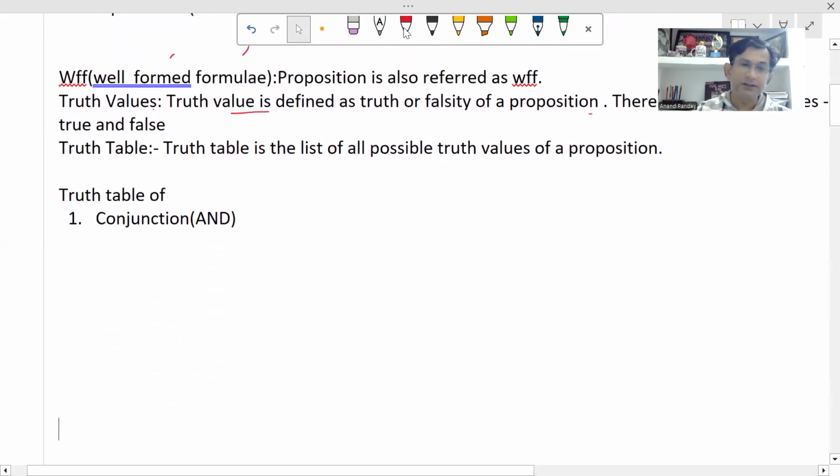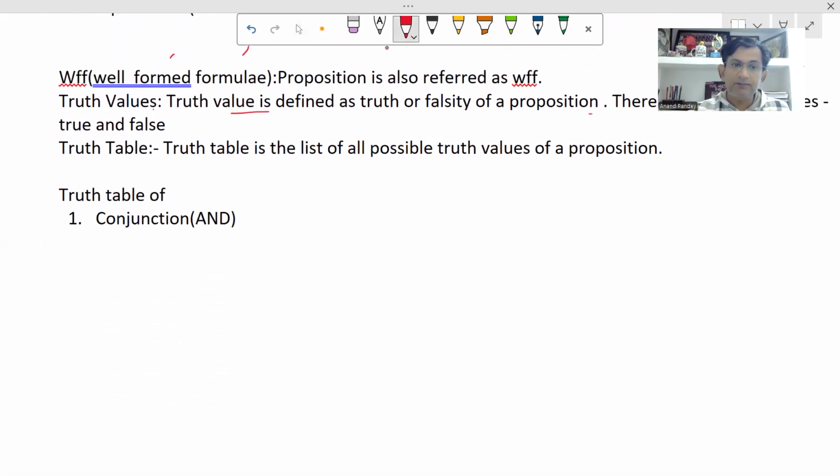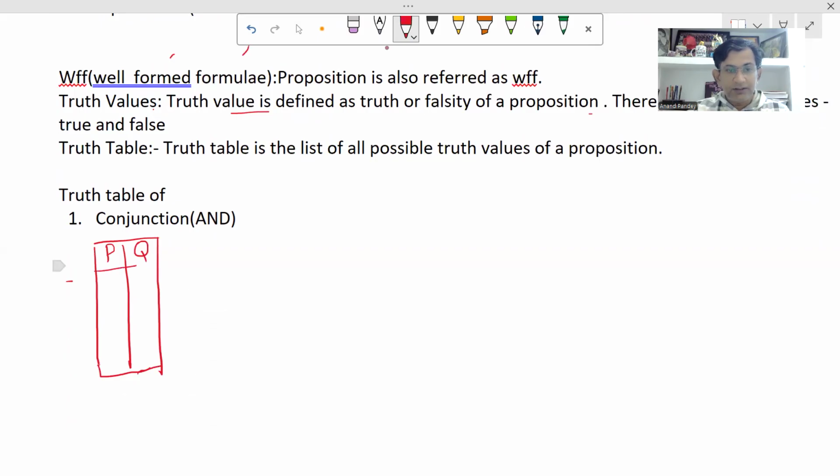Okay, for conjunction, I'm going to draw the truth table. Consider there are two propositions, P and Q. If there are two propositions, how to draw the truth table for them, kindly learn it. To draw the truth table for this, how many propositions? Two propositions. So how many possible combinations will be there?